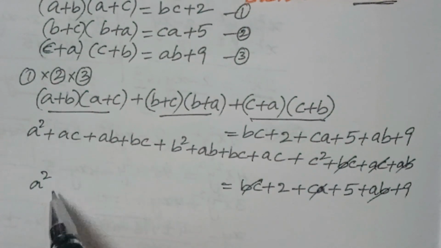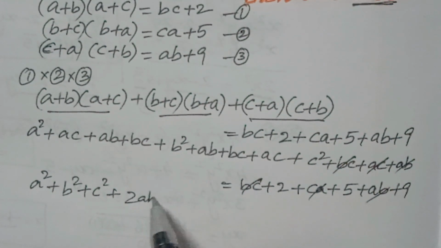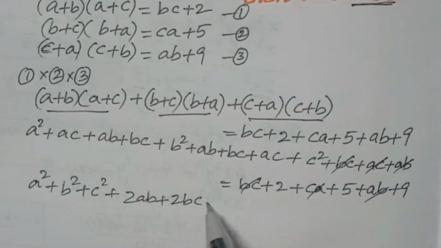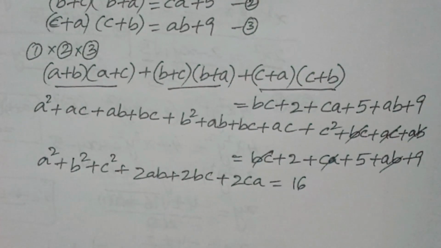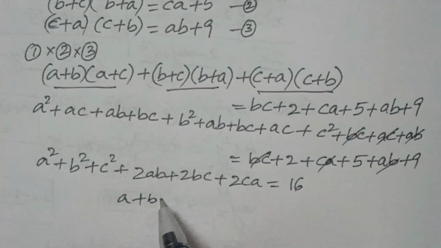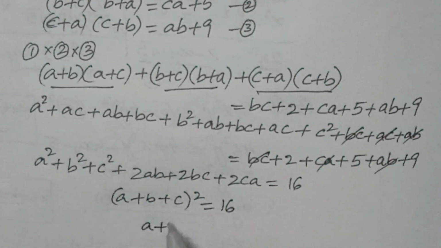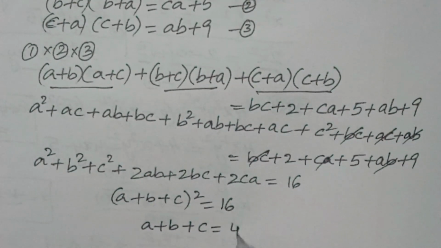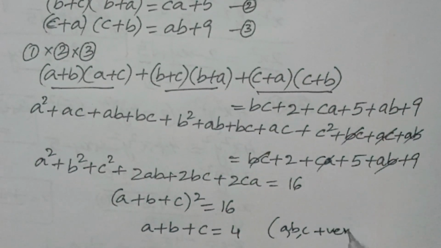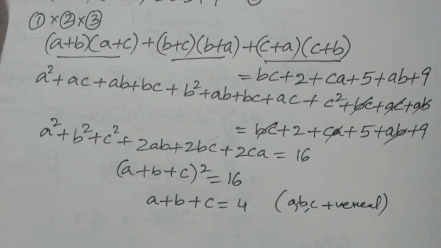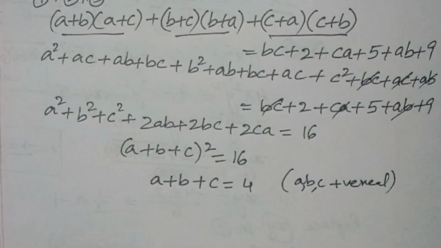Now if you write the terms, A square plus B square plus C square plus 2AB plus 2BC plus 2CA is equal to 16. Now this is the formula, (A plus B plus C) whole square is equal to 16. A plus B plus C is equal to 4. Since A, B, C are positive real, we are not taking minus 4, we are taking the positive value. So A plus B plus C is 4.